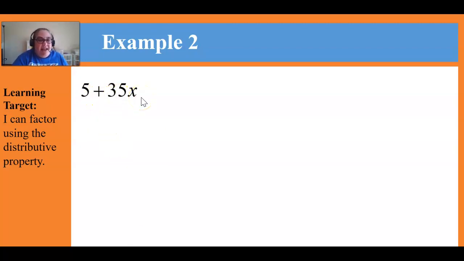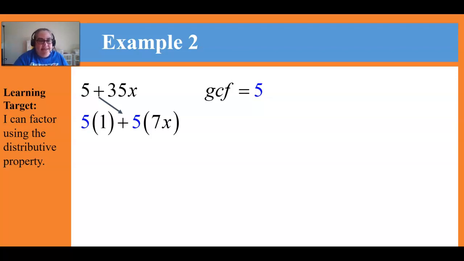5 plus 35x. Okay, so again, I'm trying to think of what is my greatest common factor of 5 and 35x, or just 35. So the greatest common factor of 5 and 35 is just 5. So my next step is to think, what number do I multiply by 5 to turn it into 5? That would be a 1. And then bring down that addition symbol. And then what number do you multiply by 5 to turn it into 35x? That would be 7x. So here I've clearly rewritten these terms so I can see a factor of 5.